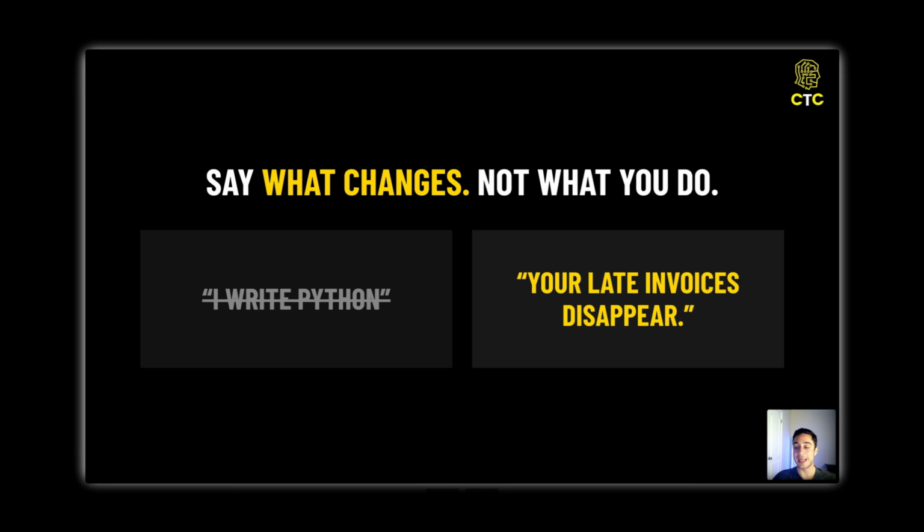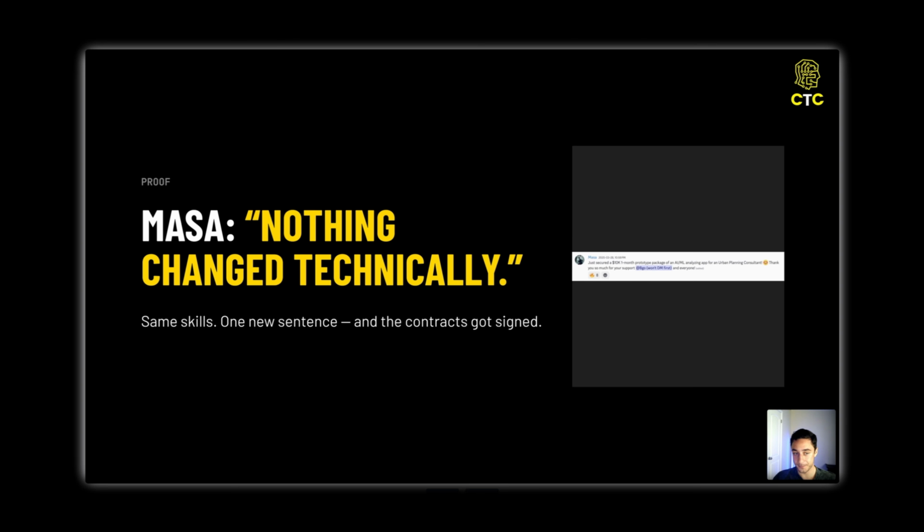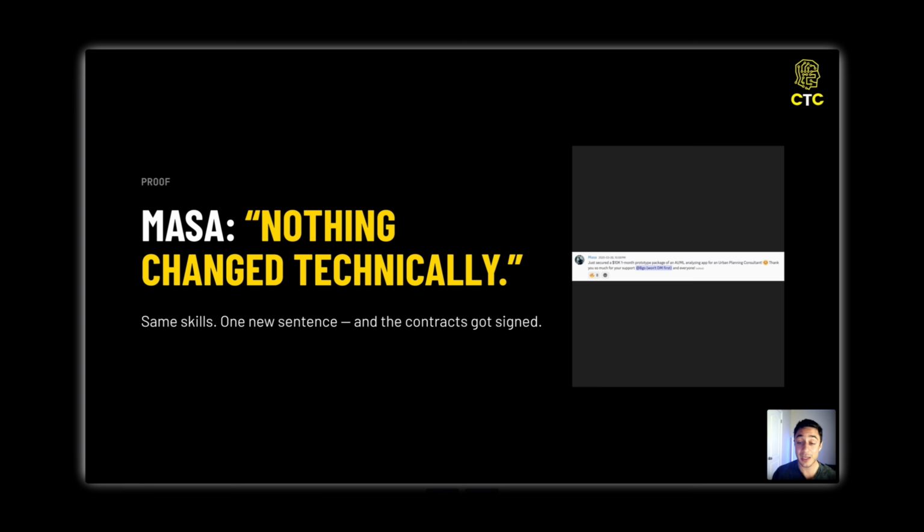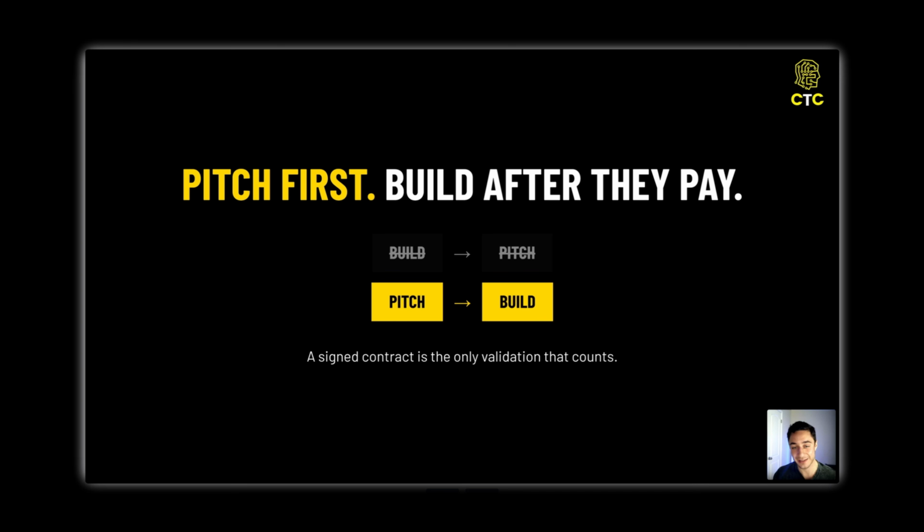So even if you're going to make somebody's late invoices disappear through Python, you're not going to say that. You're just saying your late invoices disappear. That is the result. That is the expectation. That is what will be changed. You're not going to say what you do, okay? An example of this: Masa, one of our founders from Japan, used the same exact concept of saying what changes instead of what he does, and he ended up getting that exact client. And word for word, he said nothing changed technically. Same exact skills, but it was one new sentence and the contract that he was struggling with got signed, okay?